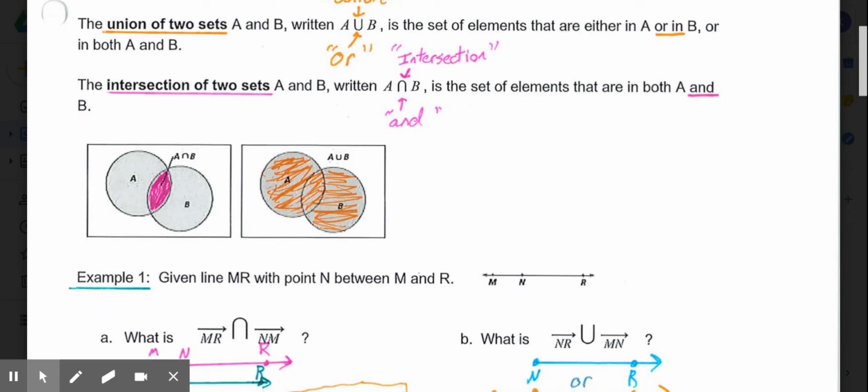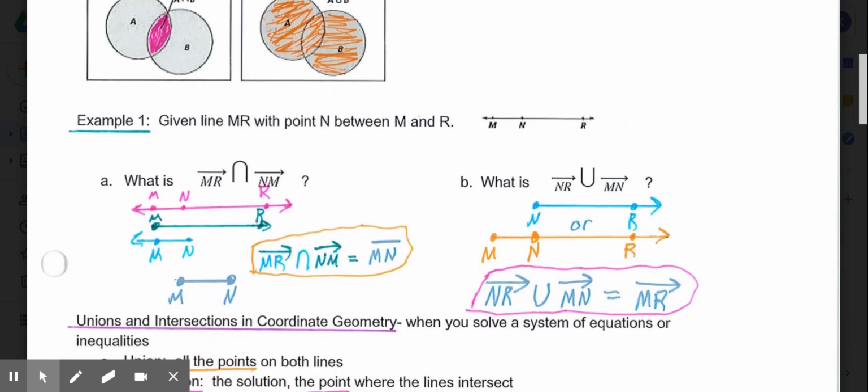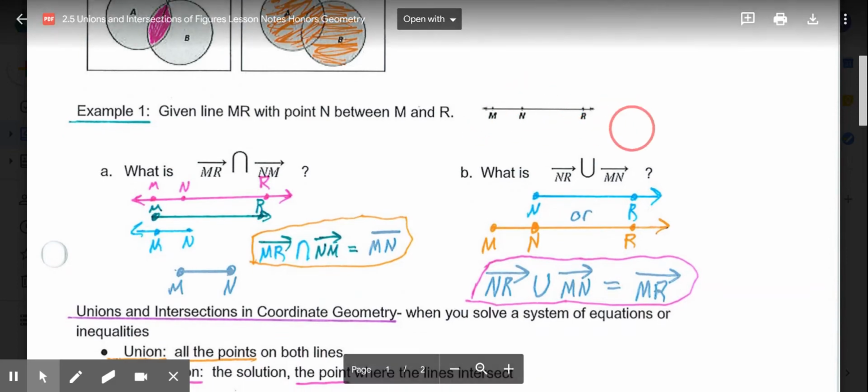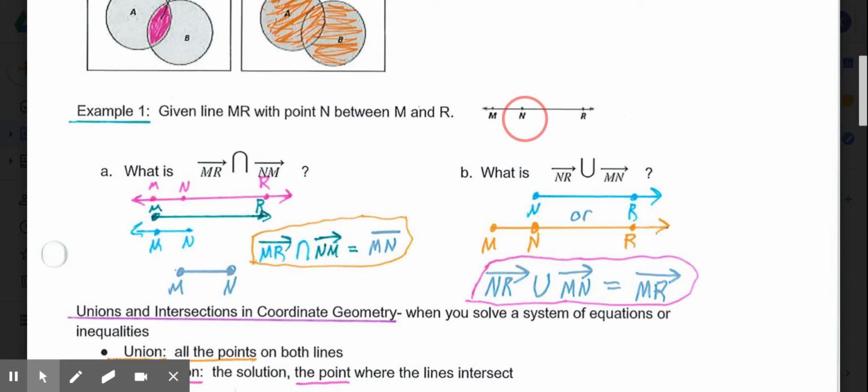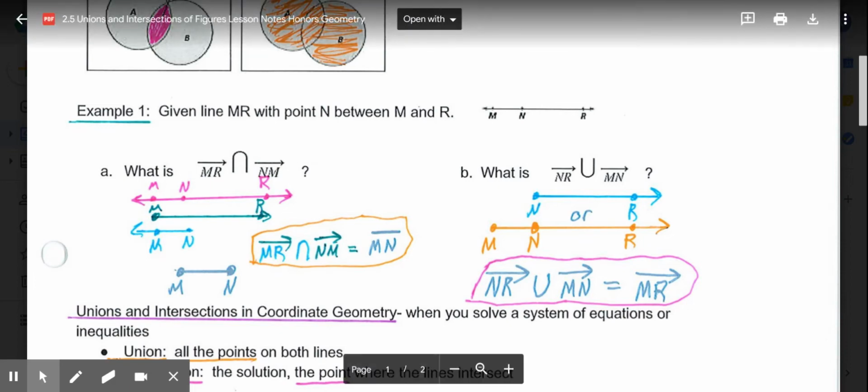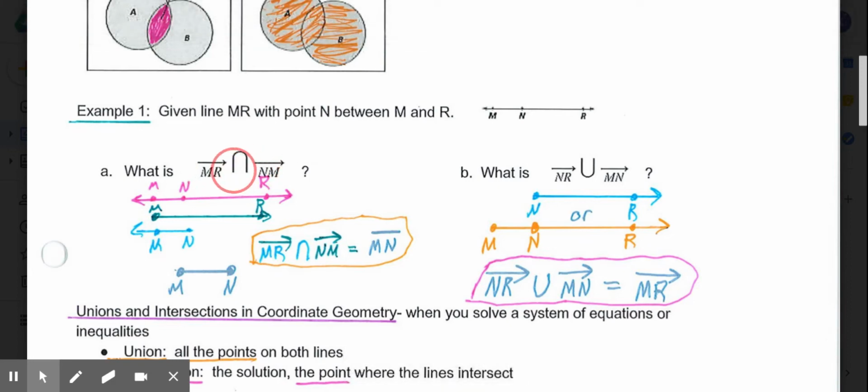When we're looking at this idea of unions and intersections, most likely you'll be applying it to different geometric figures. In this case, we'll be looking at this line, MR, with the point N between M and R. Both A and B are based on this line. They first want to know the intersection of ray MR and ray NM. So what I'm thinking is, what points or what data is on both?